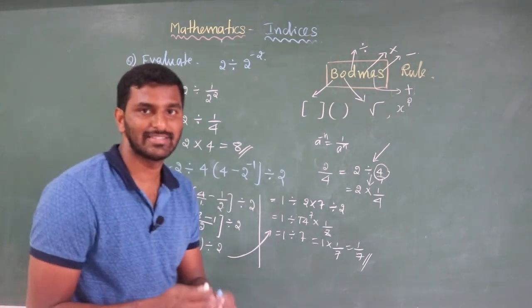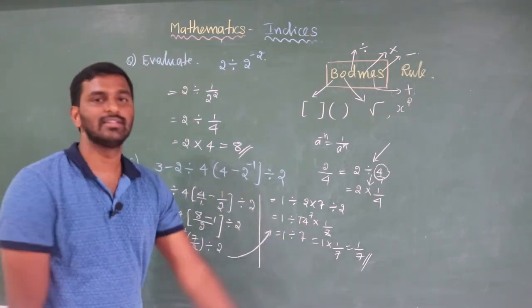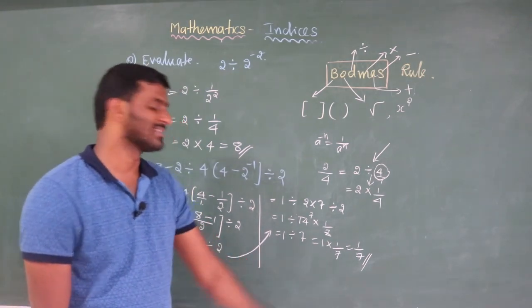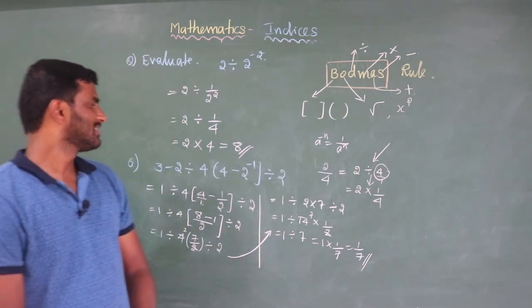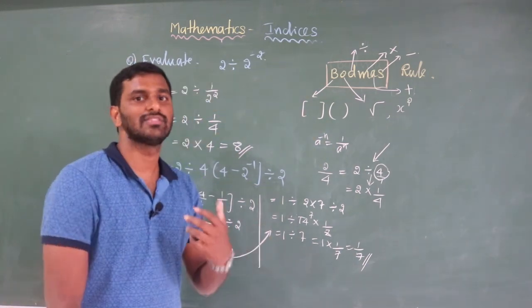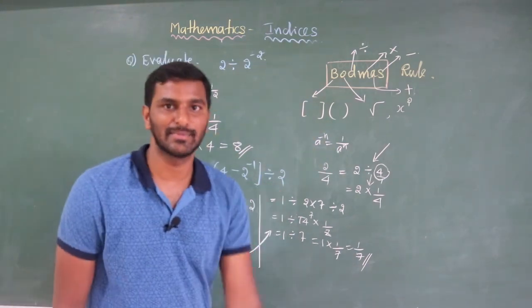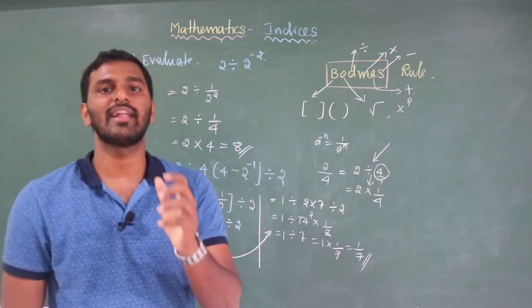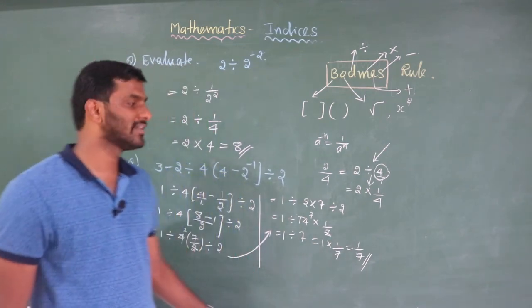Okay. If you do the simplification fast, we'll get the answers within 30 seconds or 1 minute. This is the pattern of the indices formula. For more questions, you can refer to the description. If there are any doubts, you can ask me. Pause the video and note it down.